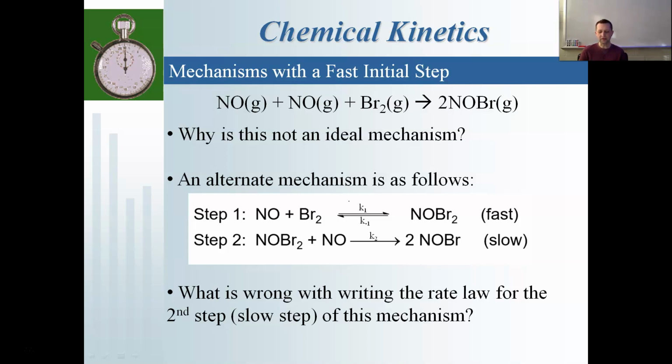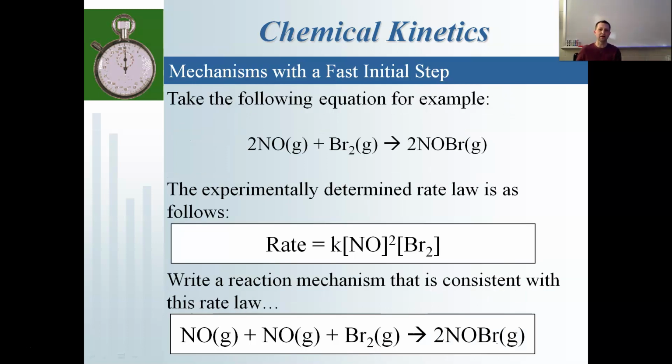So it says, what's wrong with writing the rate law for the second step, which is the slow step of this mechanism? So if we actually write it, let's take a look at writing the rate law for the slow step. You're going to have rate equals k2 [NOBr2] times [NO]. Right, that's my rate law for the slow step. There's two things wrong with this. The first thing that's wrong with this is that it doesn't match the experimentally determined rate law. So right here it tells you the experimentally determined rate law is k times [NO] squared times [Br2]. That's what it has to be. So if I take my slow step, it's not matching up with that. And I know what's on the screen in front of you in that box. That is my experimentally determined rate law. So I need to end up getting that somehow.